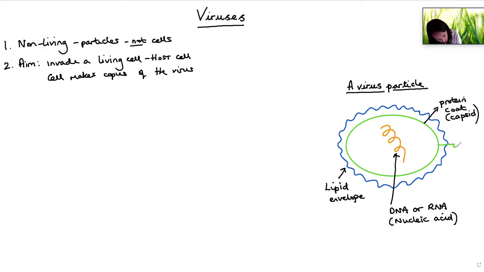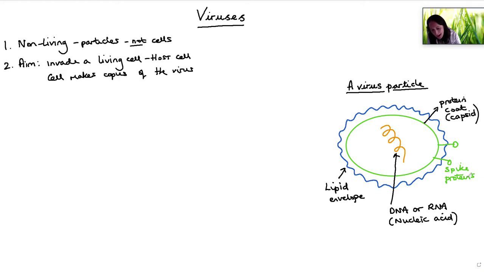Now, seeing as I mentioned coronavirus, I need to just mention that we may have these proteins sticking out from the surface through the lipid envelope. These here may be called spike proteins, protein spikes. These help the virus to attach to the host cell that it's going to invade. Coronavirus has these spike proteins, and that's why it's given the name corona, or crown, because it appears like a crown from the outside. So it has a very, very simple structure.